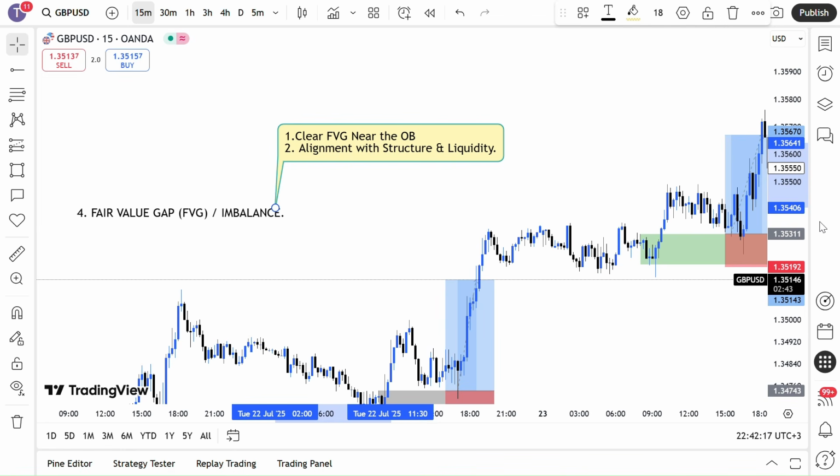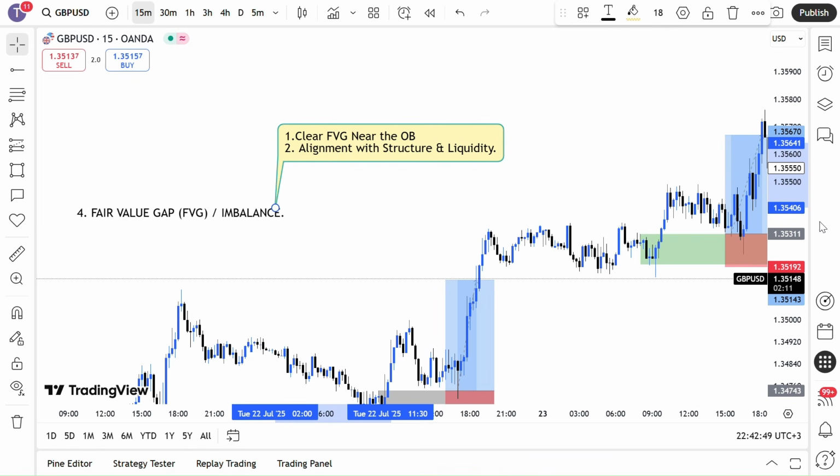That is number 1. And then number 2, you should ask yourself, is the fair value gap aligned with the structure and liquidity of that specific trade that you want to take? Is the fair value gap aligning with that? And here is where you look at the liquidity. Let's say maybe the liquidity is the inducement.